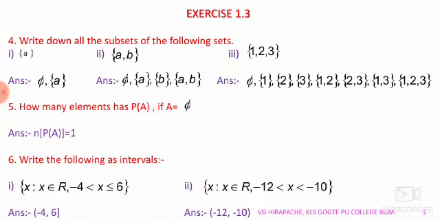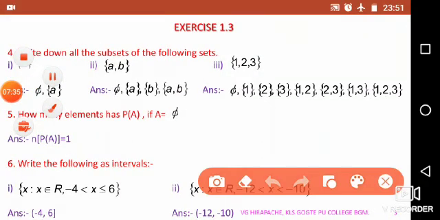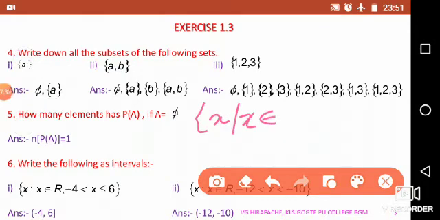Now dear students, question number 6 says: write down the following sets as intervals. The given set is in set builder form. We should write it as an interval. The first example is the set of x such that x belongs to the set of real numbers and x lies between -4 less than x less than or equal to 6. This we are going to write as an interval.